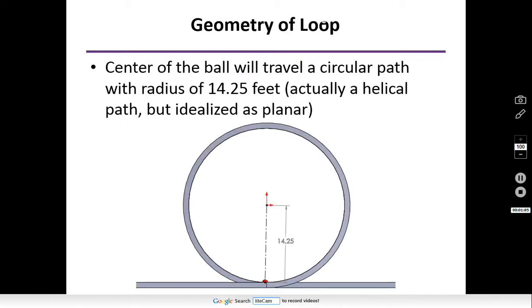Now, before we can actually use impulse momentum, as I said, we're going to have to use work and energy. So this is a repeat of something we've done before. The ball is going to travel a circular path with a radius of 14¼ feet. And that's actually a helical path, but that third dimension, the pitch of the helix, is small compared to the other two. So approximating this as a planar path should be okay.